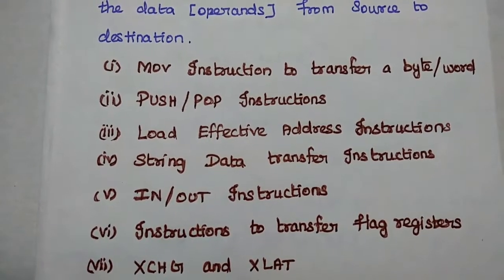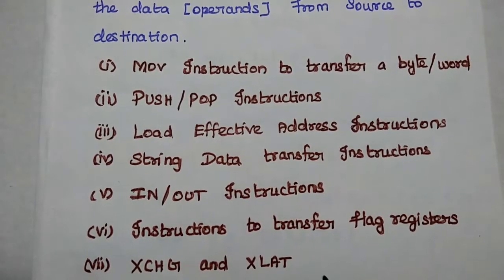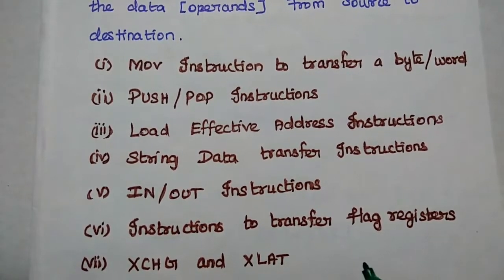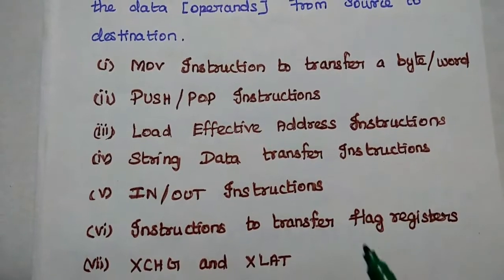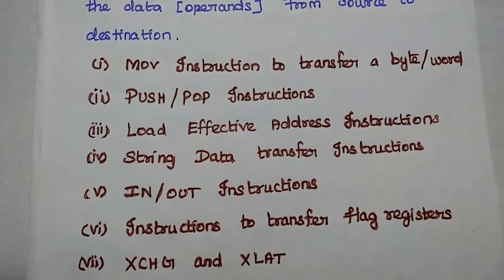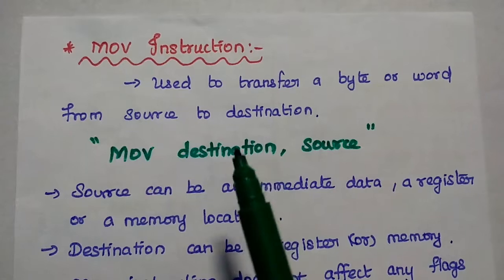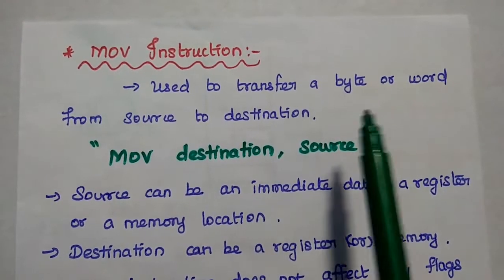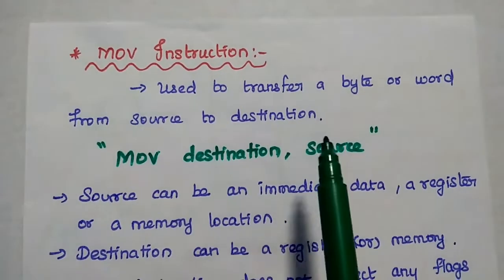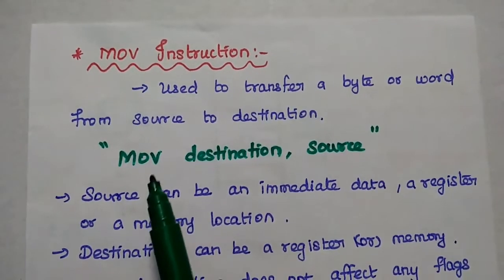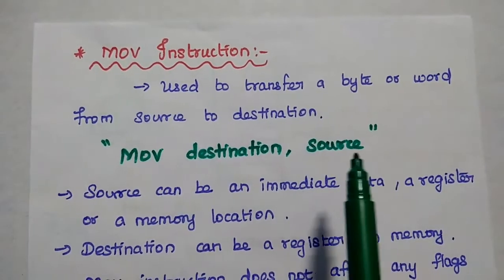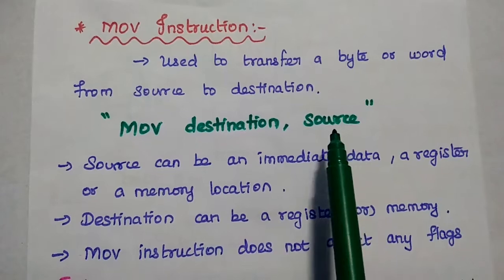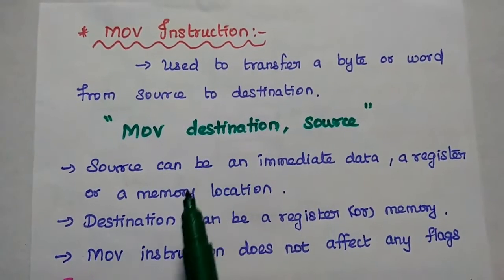So this XLAT is used to transfer the data between the register and the lookup table. Okay. So now we are going to discuss each type in detail with an example. Move instruction is the general purpose instruction which is used to transfer a byte or word from source to destination. Its format is move destination comma source. So we are going to transfer the data from the source to this destination.